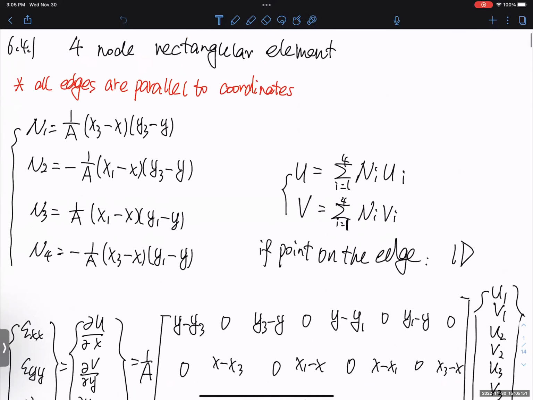So after exam 2, the first topic was the 4 node rectangular element, and everything in this section only applies when it's a rectangular element with edges parallel to the coordinate axes. If it's not, don't use the equations here directly. Of course, we have interpolation, we have the K matrix, we have the nodal degrees of freedom. We use the K matrix to find the nodal degrees of freedom, and once we know them, we can calculate stress, strain, and everything.